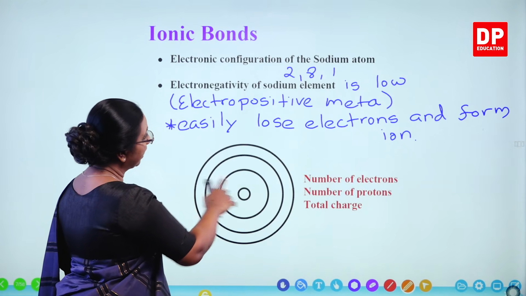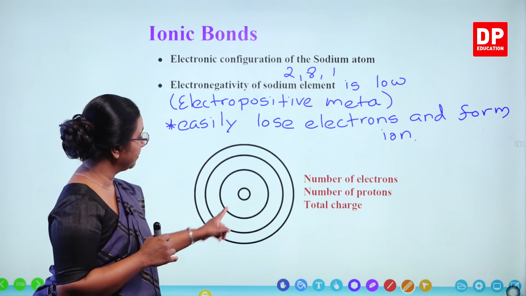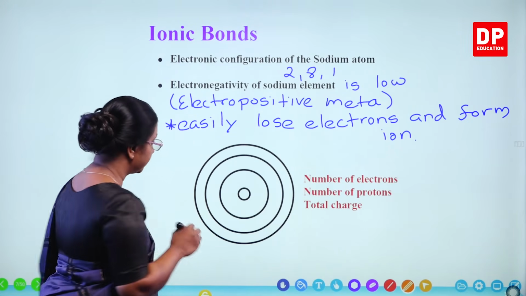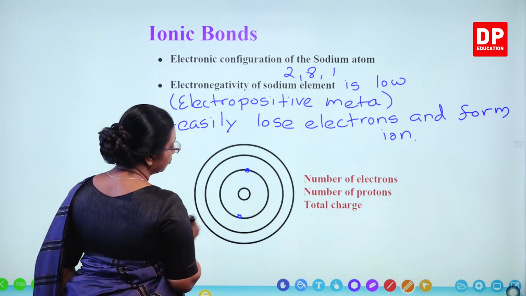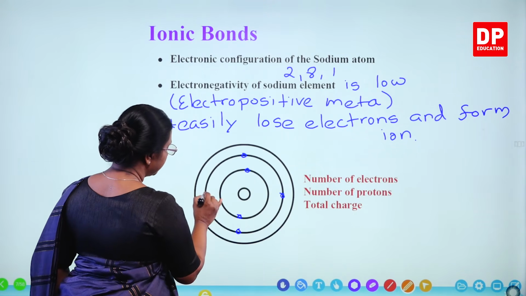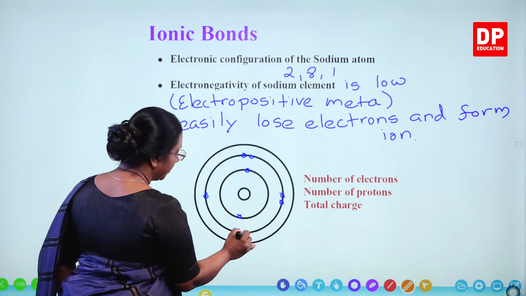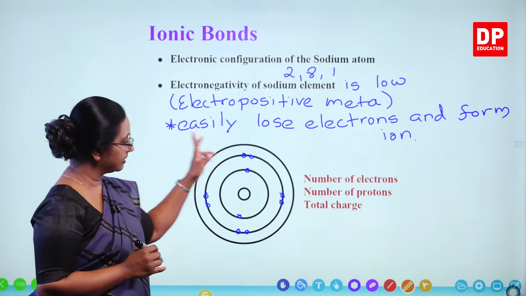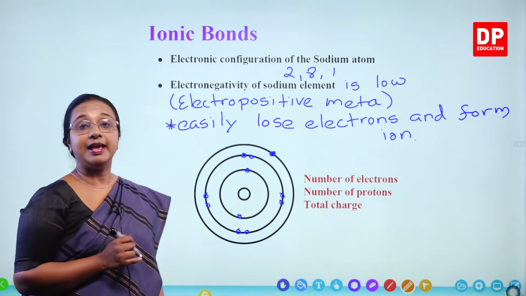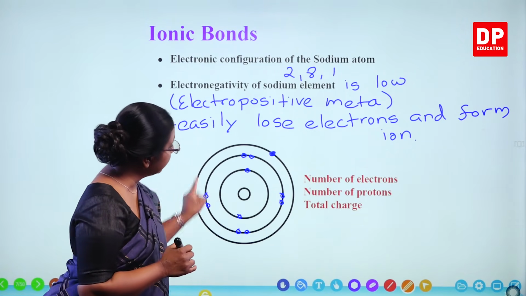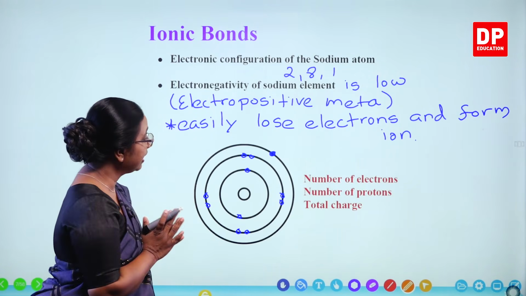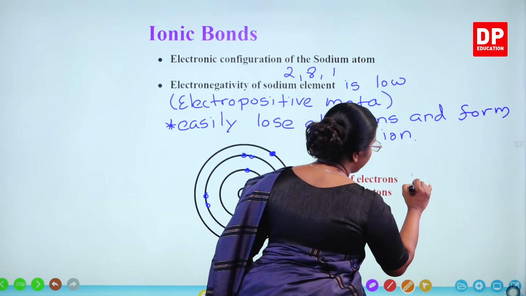So now here you can see sodium. This is the sodium element. This is the nucleus. We will fill the electrons in the shells. So the first shell has 2 electrons. The second shell has 8 electrons. When you fill them up, all the electrons are paired, you can see that. And the last shell has just 1 electron. So 2, 8, 1. That's the electronic configuration. In total, there are 11 electrons.